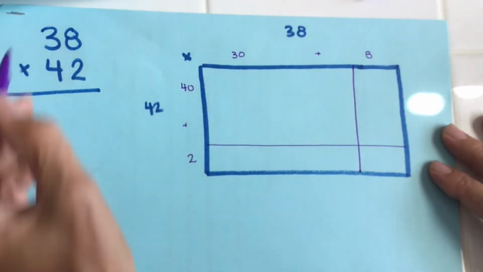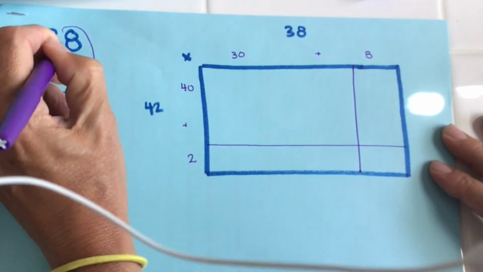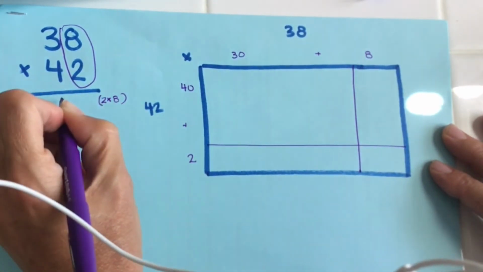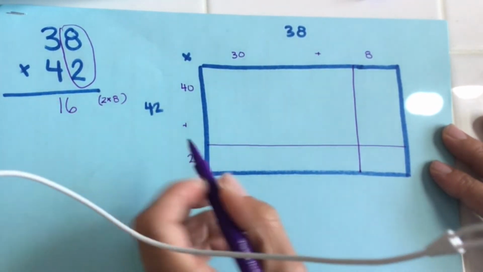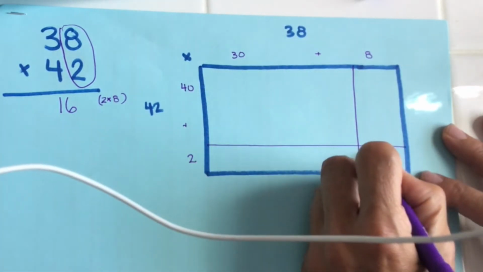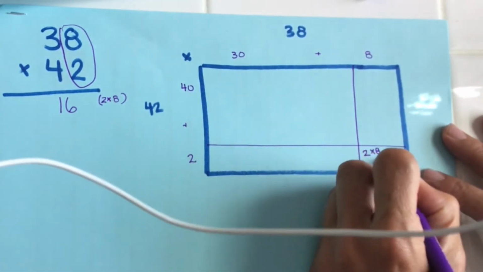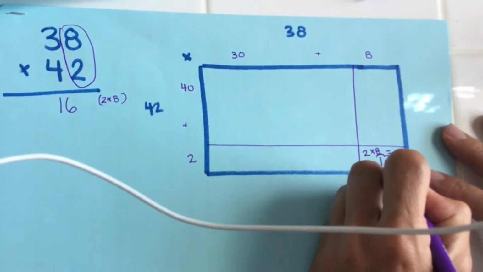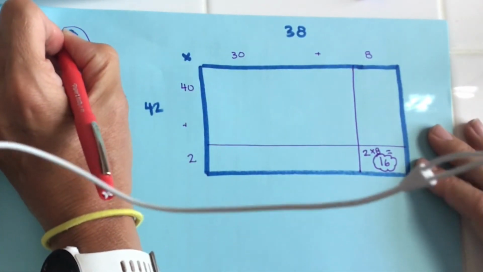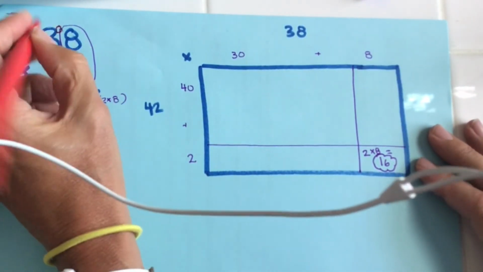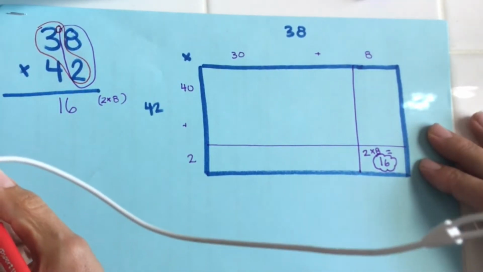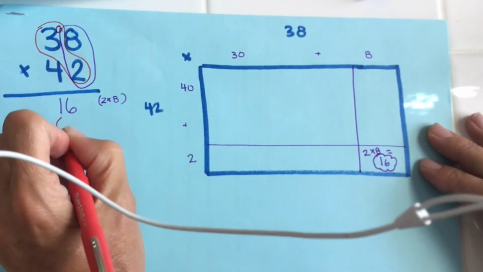In a traditional algorithm, you might start by multiplying 2 times 8, and 2 times 8 we know is 16. That's the same as this part of the area where we're multiplying 2 times 8, and we get 16 as a partial product. For our next step, we're going to think about multiplying 30 times 2. Remember, the value of that 3 is 30 times 2, and 30 times 2 is 60.